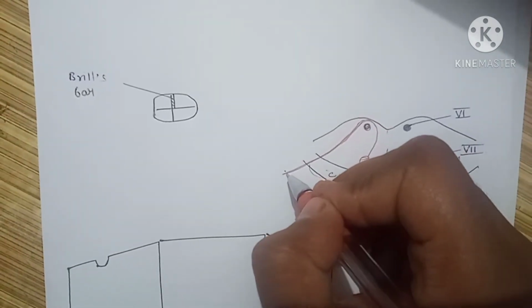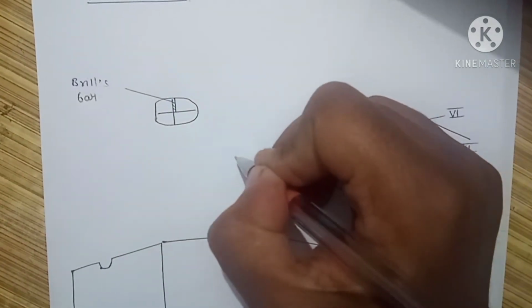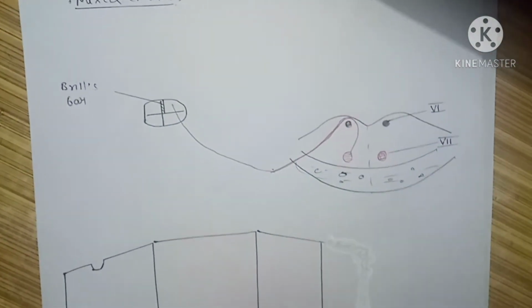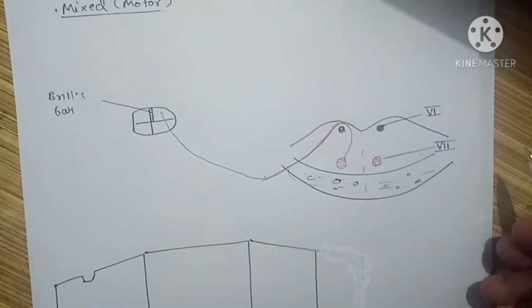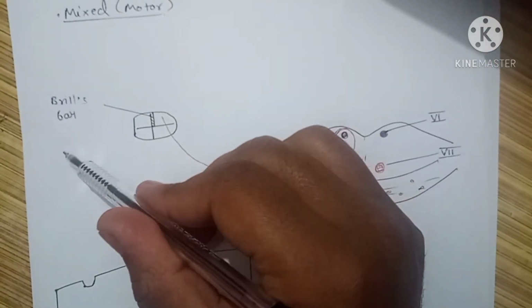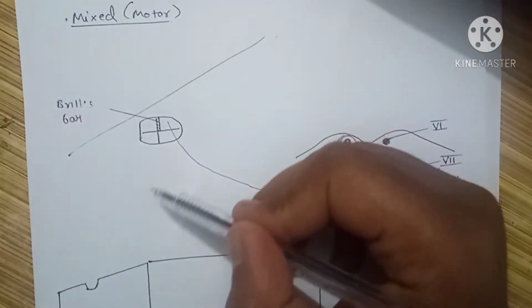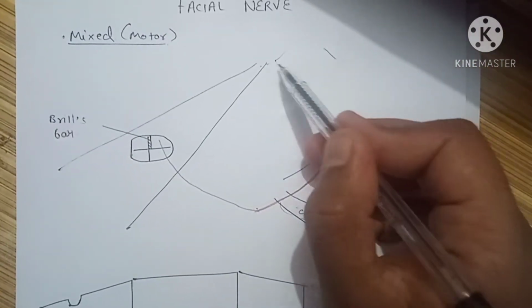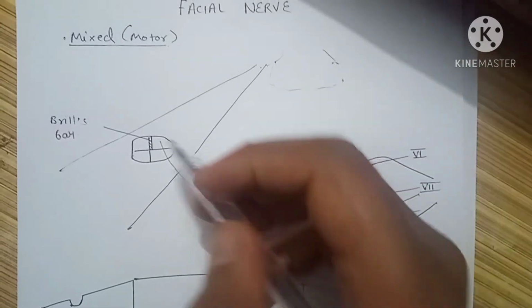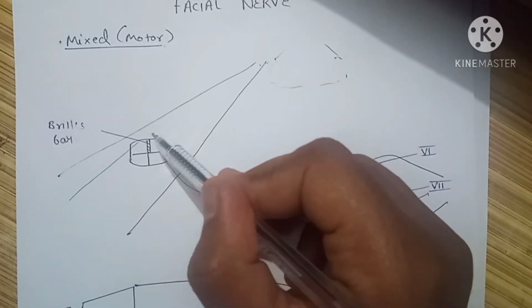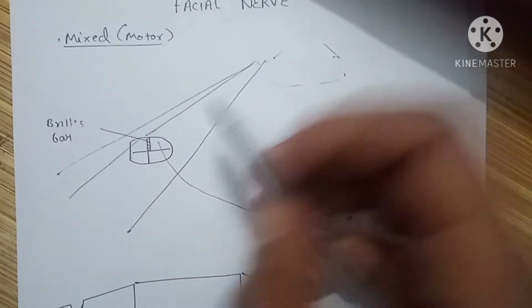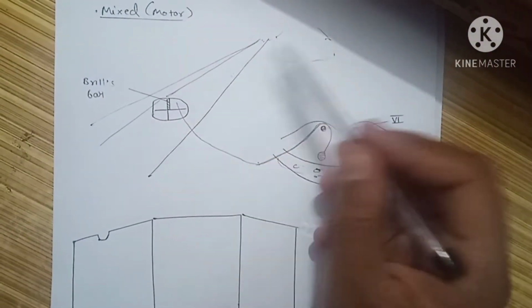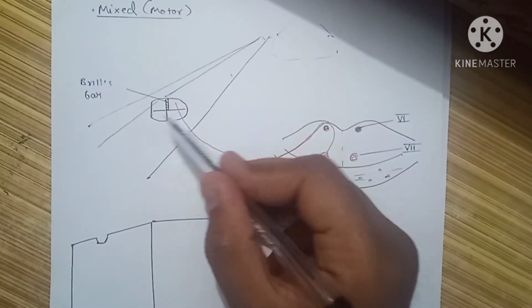As it comes out, it passes through the internal acoustic meatus. Now this part is our internal acoustic meatus that I have tried to draw. So let's consider this as our petrous bone. Here will be our clinoid processes and sphenoid, and the main part we are going to focus on is the posterior slant. So this is our posterior slant, this is our petrous bone, and this is our internal acoustic meatus.